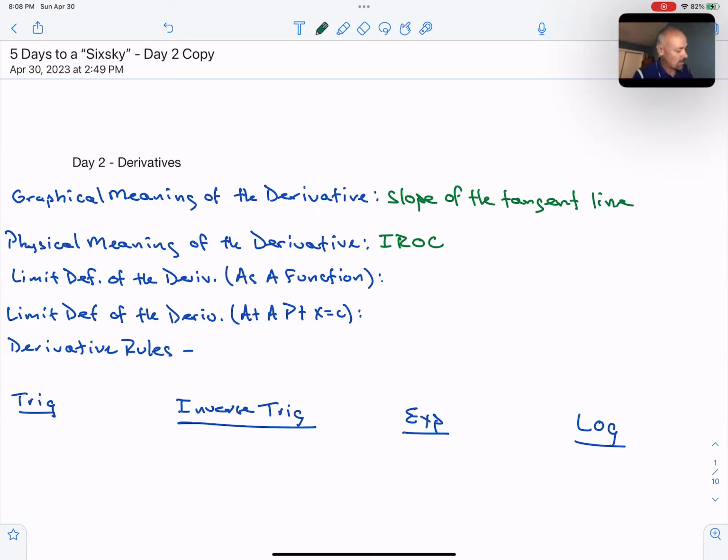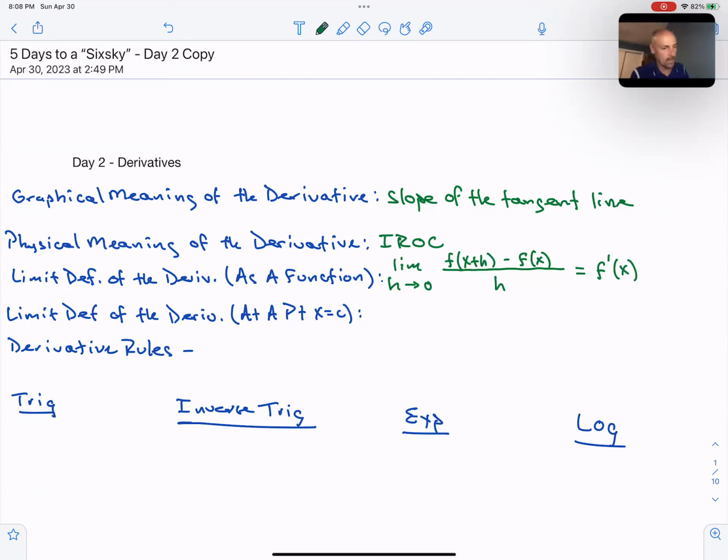Okay, then we have two limit definitions of the derivative, using the limit to define the derivative. First, as a function. So it's going to be the limit as h approaches 0. And our expression is basically just y2 minus y1 over x2 minus x1. So we've just dressed it up in function notation, f at x plus h minus f at x over x plus h minus x, which just simplifies down to h. And that gives us the derivative as a function, so f prime of x.